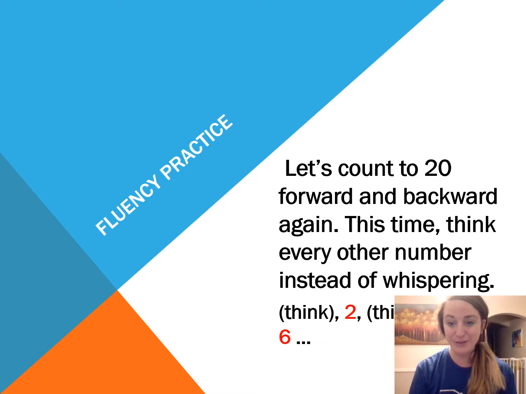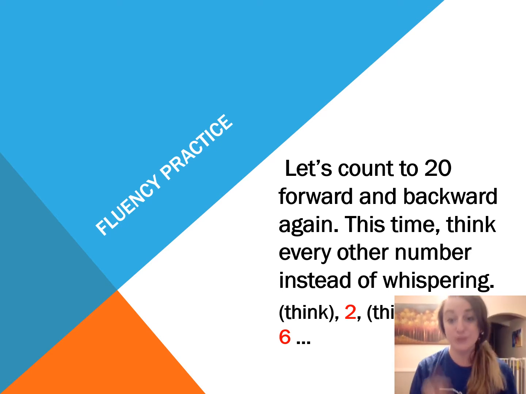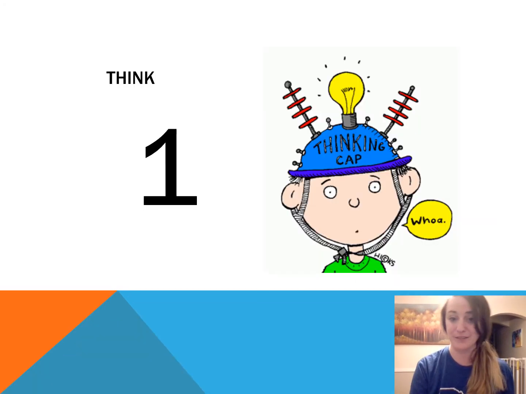Let's change this fluency practice up. Let's count to 20 again, one last time, forward and backward. This time, instead of whispering, let's think every other number. Think 2, 4, 6. I'll help you.